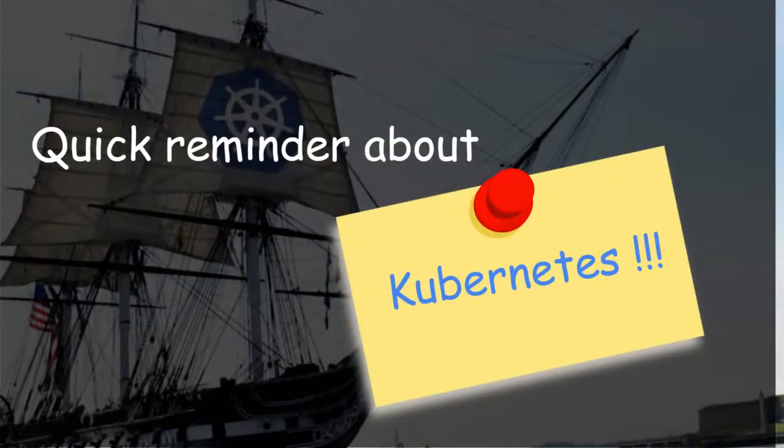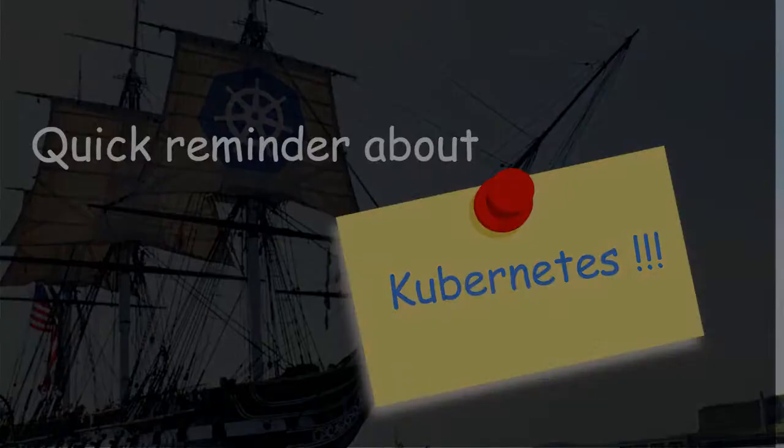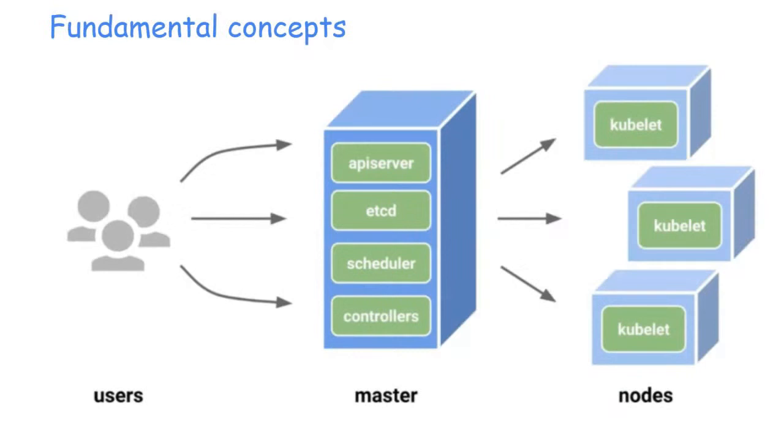Now, let's have some quick reminder about Kubernetes. So, Kubernetes is a portable, extensible, and open source platform for managing containers. Kubernetes follows the client-server architecture, wherein we have a master installed on a machine and the nodes on separate Linux machines. So here, like we can see, the main components of a Kubernetes master machine.